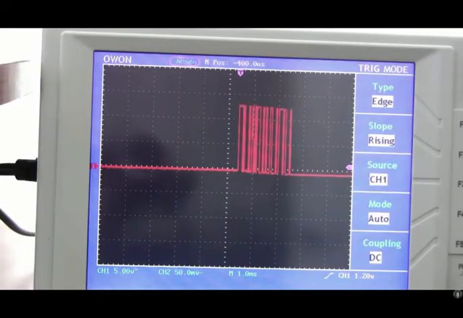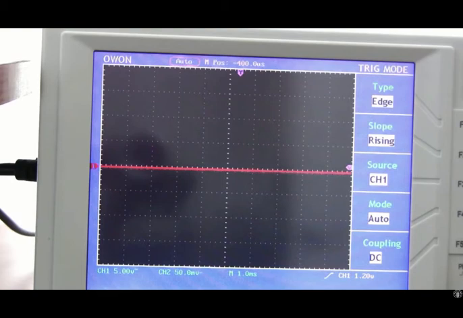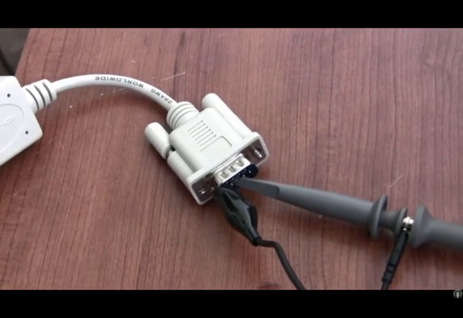But what if I'm trying to observe serial data? Serial data can come and go in the blink of an eye. If someone types a character on a terminal, that character will get transmitted in about a millisecond, and unless you have the right trigger settings, you might miss it. Now let's try that again with some different trigger settings.